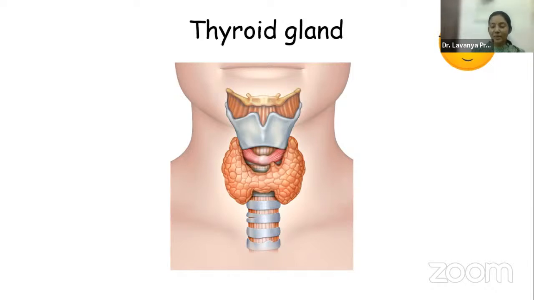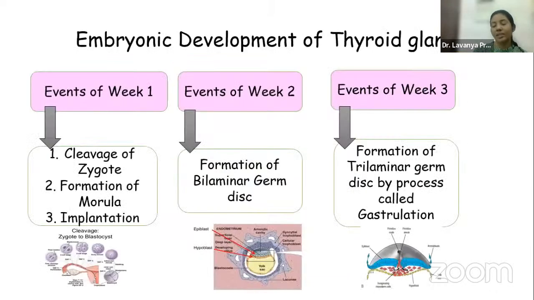It looks like a butterfly. So let me move on to the stages of development. Before I jump directly into the development of the thyroid gland, let me give a gist about the initial processes. Soon after fertilization, we have the initial 3-week events, like the fertilized cell.